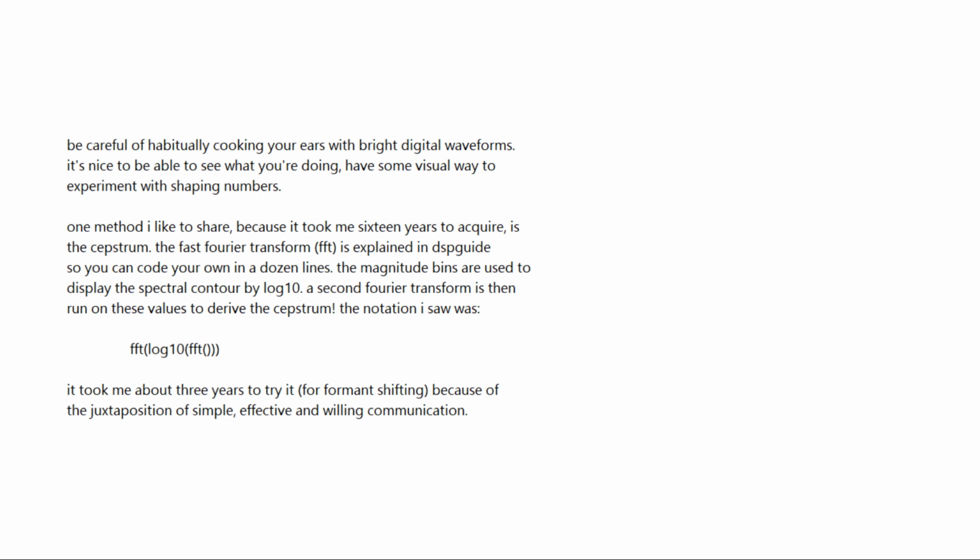Be careful of habitually cooking your ears with bright digital waveforms. It's nice to be able to see what you're doing, have some visual way to experiment with shaping numbers. One method I like to share, because it took me 16 years to acquire, is the cepstrum. The fast Fourier transform, FFT, is explained in its guide so you can code your own in a dozen lines. The magnitude bins are used to display the spectral contour by log 10. A second Fourier transform is then run on these values to derive the cepstrum.